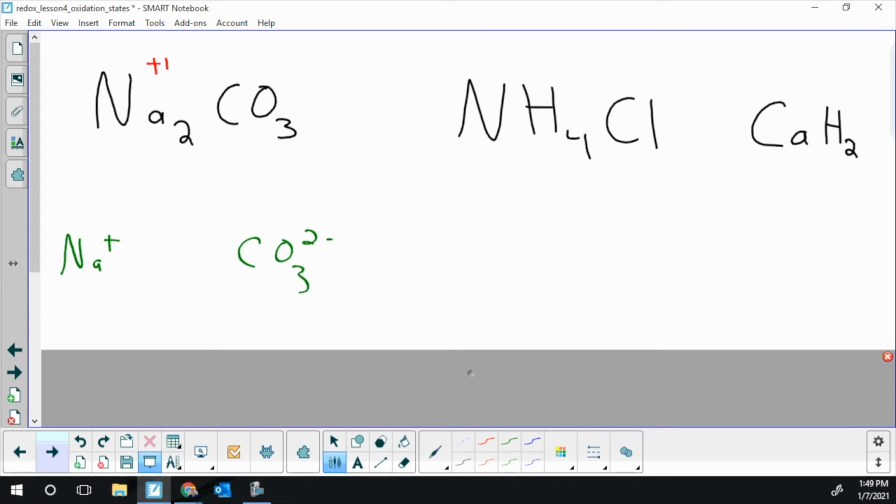Okay? Now we do have to remember that there's 2 sodiums there. They're each plus 1. Okay? Our carbonate, there's not much else. That's not a monoatomic ion, so I can't do a lot with it. What I can do is we've got oxygen in a compound, so that's going to be minus 2.